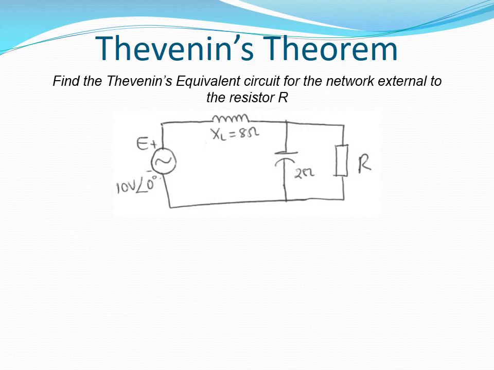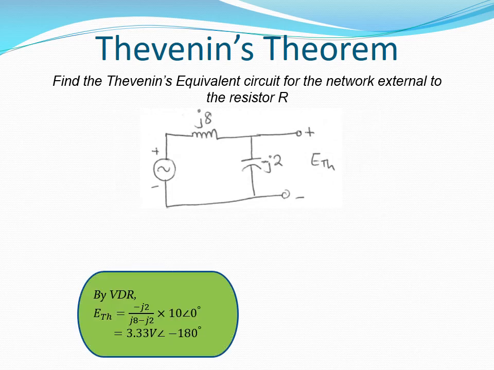In this example, we want to find the Thevenin's equivalent circuit for the network external to the resistance R. The first step is to remove the resistance R and label the resulting terminals A and B. This is the circuit that we obtain. Effectively, it is a series circuit. The Thevenin's voltage is equivalent to the voltage across the 2 ohm capacitance. We obtain it using the voltage divider rule. It works out as 3.33 volts at minus 180 degrees.